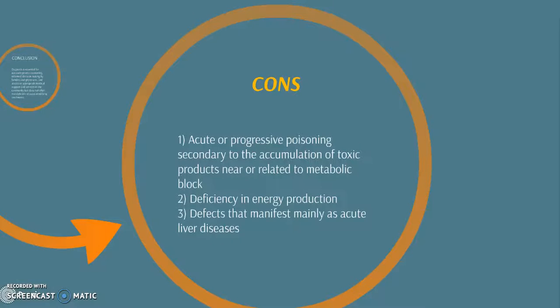Cons. 1. Acute or progressive poisoning secondary to the accumulation of toxic products near or related to a metabolic block. 2. Deficiencies in energy production. 3. Defects that manifest mainly as acute liver diseases.